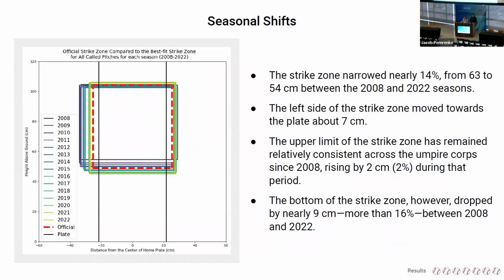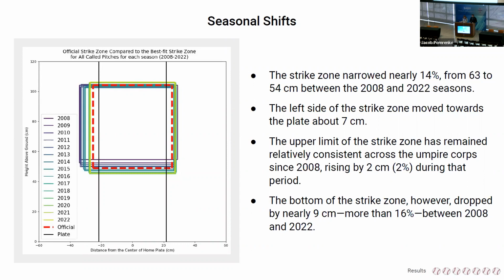This very busy plot shows the best fit strike zone for each season since 2008. Older strike zones are shown in purple all the way to the 2022 zone, which is shown in yellow, and it sort of goes through that color spectrum. Again, the official strike zone is in that red dashed box.